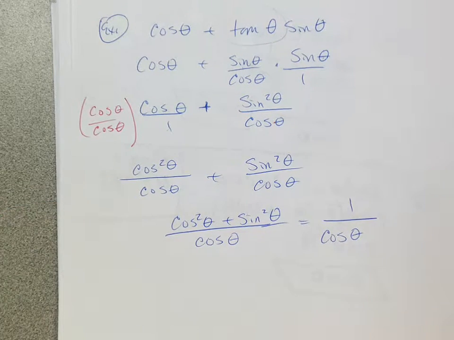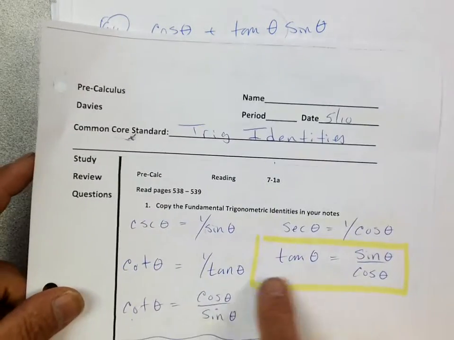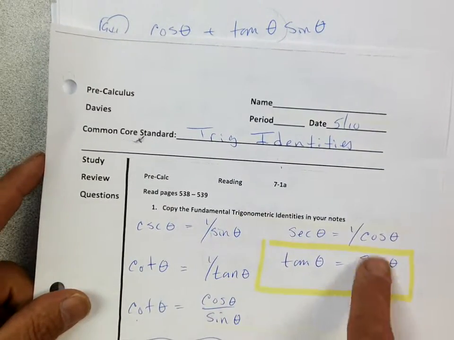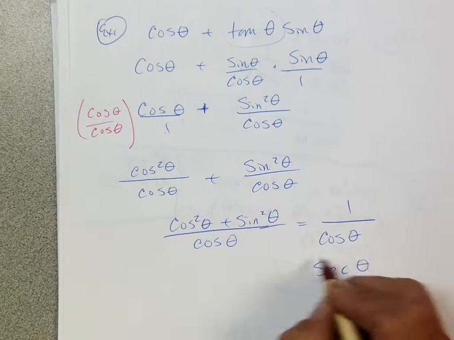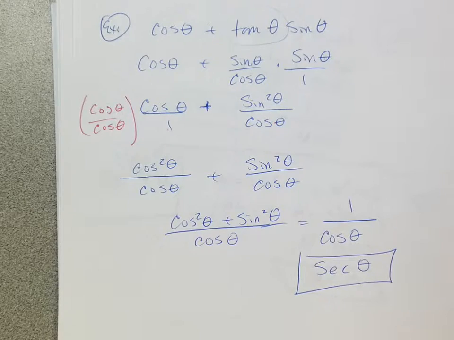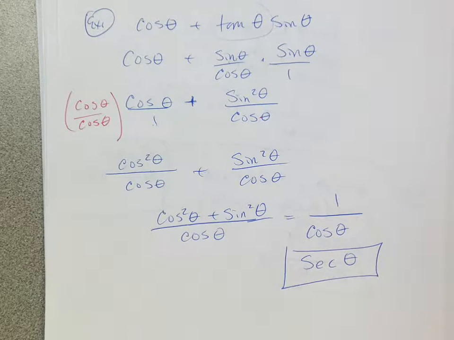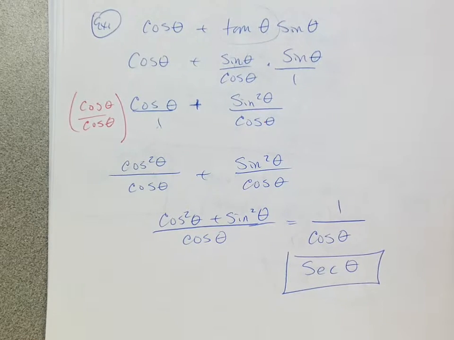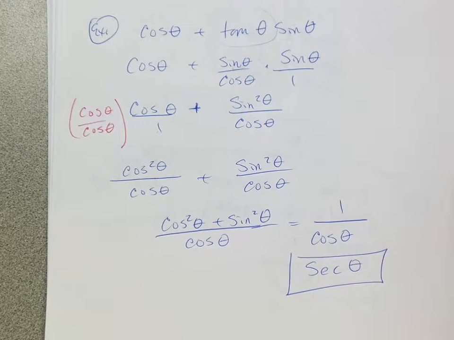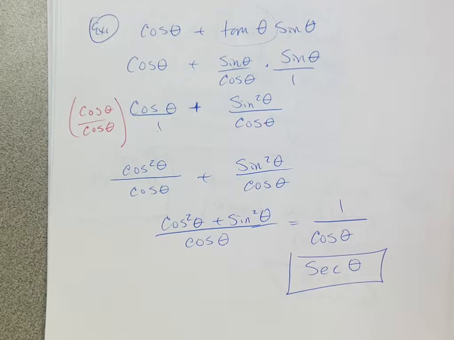And 1 over cosine, that's one of our identities too. We know that 1 over cosine is secant, so we write that as secant of theta. Aren't these fun? Actually, I like these. I really do. Okay, I'm going to take this away, and if you need it, I will have it on my desk.